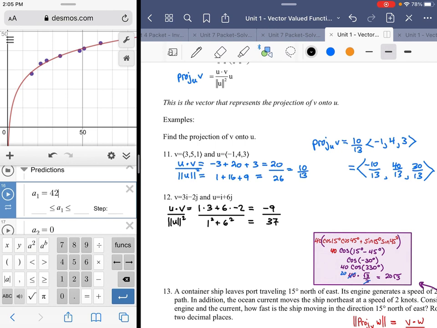So now what I want to do is I want to use this as a scalar. All right, so if I want the projection of V upon U, I'm looking at negative 9/37 multiplied by the vector U, which would be 1, 6 in component form. So I'd be looking at negative 9 over 37, negative 54 over 37.